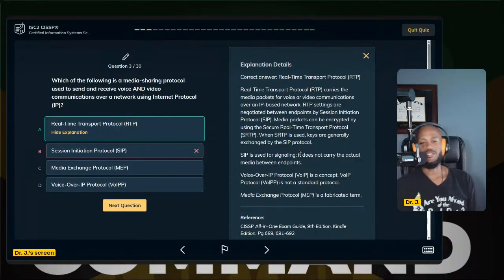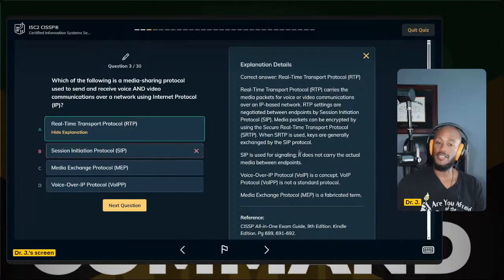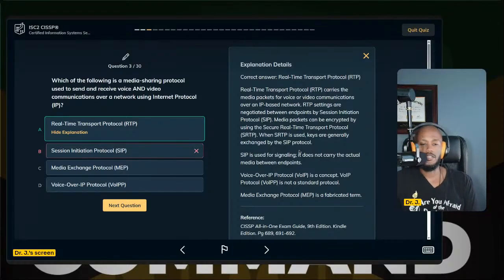Yeah, so RTP carries media packets for voice and video communications over an IP network. RTP settings are negotiated between endpoints by Session Initiation Protocol. So there is a relation there. Media packets can be encrypted by using the Secure Real-Time Transport Protocol (SRTP). When SRTP is used, keys are generally exchanged by the SIP protocol.